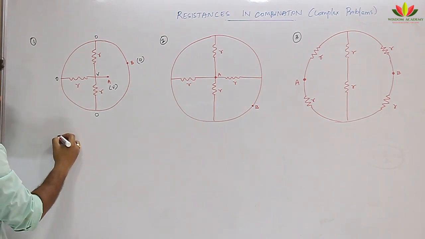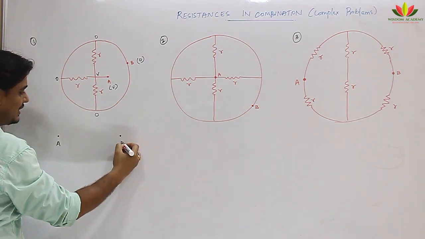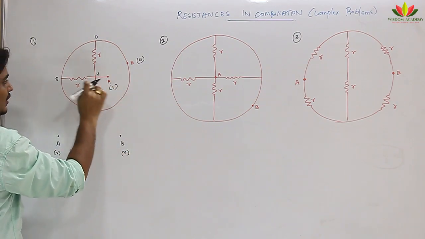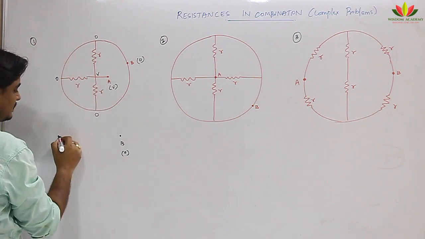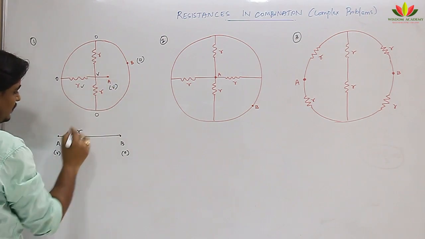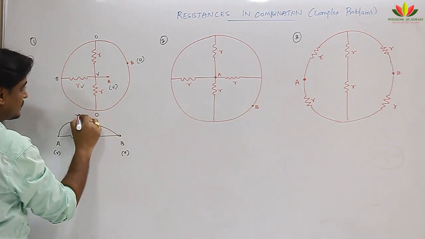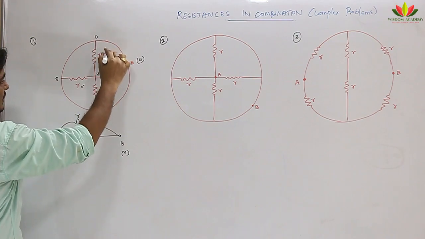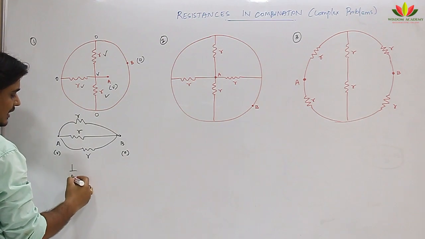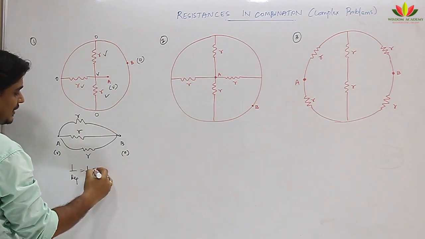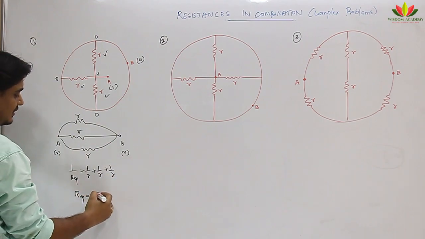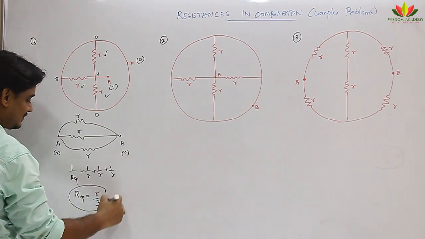So now again I am writing the point A here, the point B here. A is at V potential, B is at 0 potential. So from now this R lies between 0 to V. Over this R lies between 0 to V. Over this R lies between 0 to V. So again 1 by R equivalent is equal to 1 by R plus 1 by R plus 1 by R. So R equivalent is equal to R by 3.